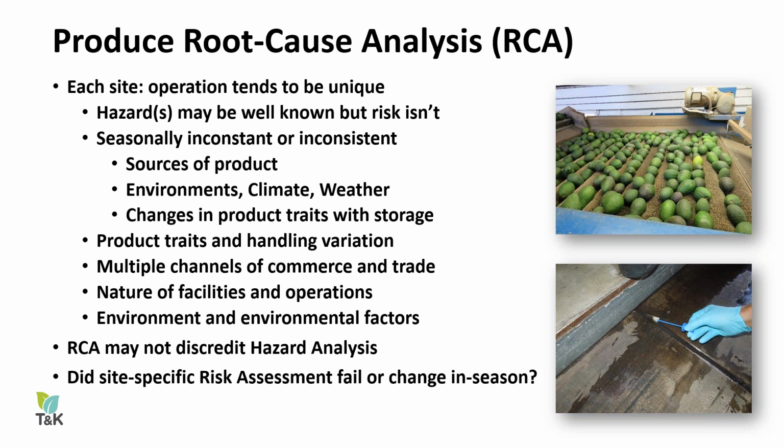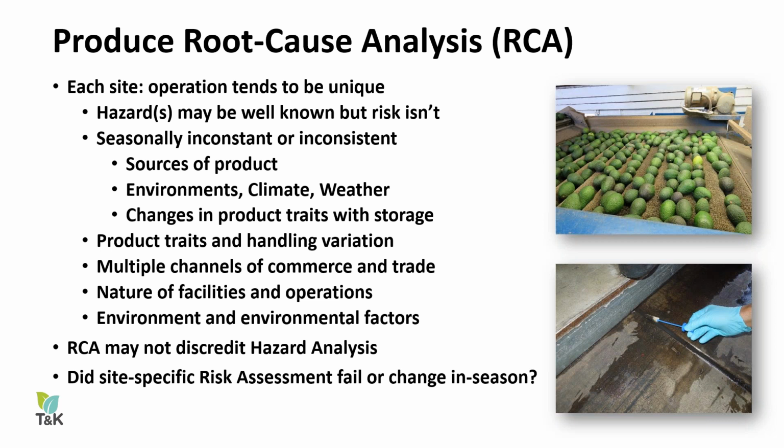And seasonally, you have inconsistent risks, and you have inconsistent sources of product. The environment, the climate, and the specific weather will all influence what might have happened, and you're trying to sort through this. And then you also are dealing with changes in the product traits due to maturity, ripening, or over-ripening. Handling within storage can all affect what might have happened that you need to try and sort out.